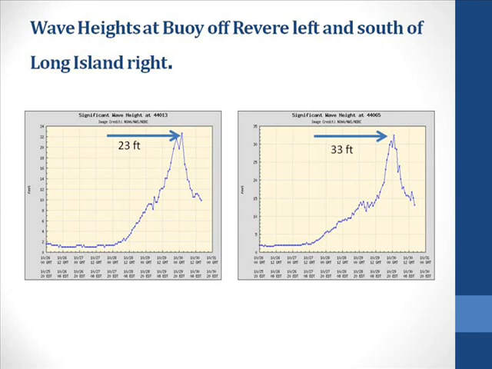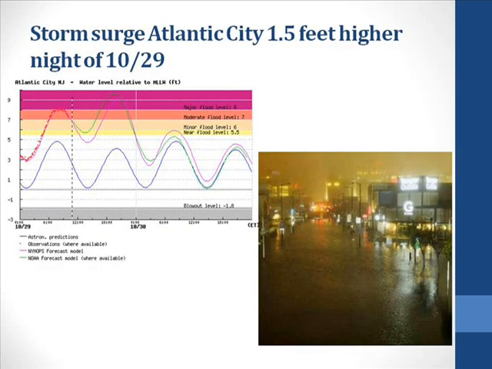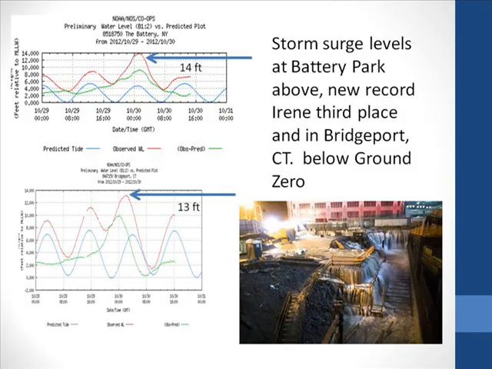33 feet south of Long Island, and that combined with your really high storm surge leaves you with a picture like this at Atlantic City at the lower of the high tides on that particular day, the noon high tide. That evening the high tide goes 1.5 foot higher. And we don't have good footage of what that looked like out on the shoreline. But this was a record high tide for Atlantic City. We had a record high tide sea level at both Battery Park and Bridgeport.